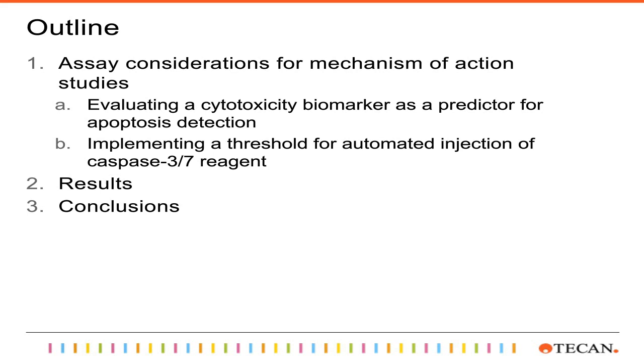I'll first start off today by touching on considerations for mechanism of action studies. And I'm going to be delving into the applications themselves by dividing them into two separate parts. First, we're going to be talking about the cytotoxicity biomarker and whether or not we can use it as a predictor for detecting the apoptosis window of detection. Second, I'm going to be talking about the idea of implementing a cytotoxicity threshold for automated injection of a Cas-based 3-7 reagent. And I will be discussing the objectives and the results for each one of these two applications as I go along in the presentation.